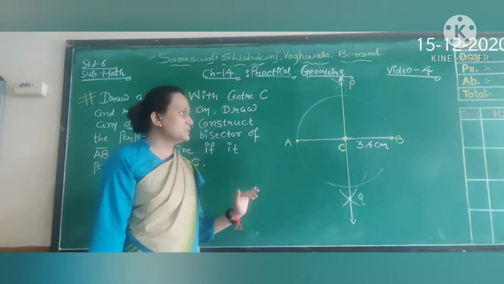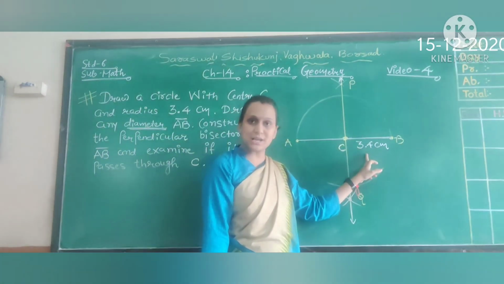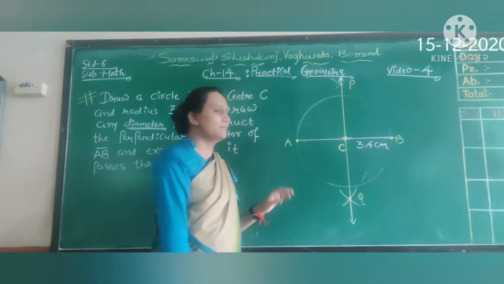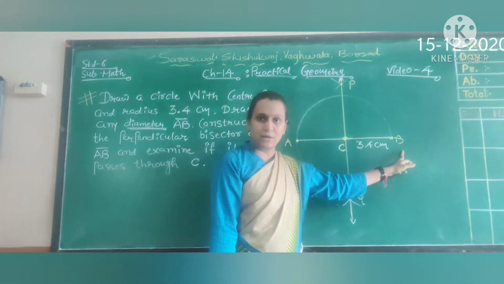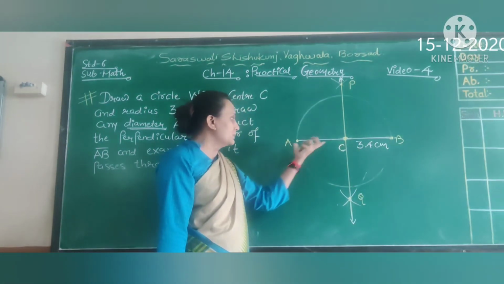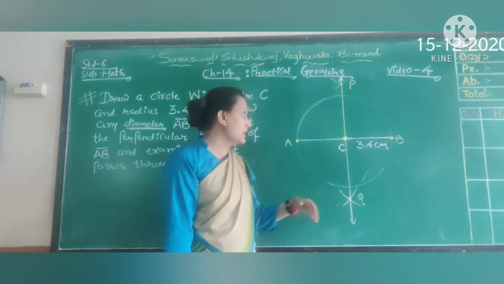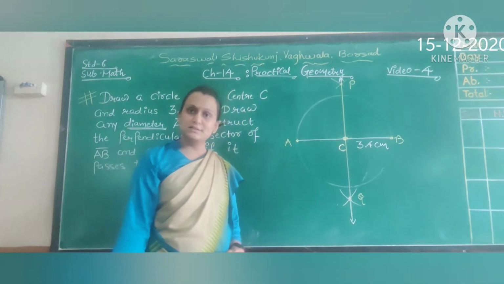So in this question, first we drew a circle with the given radius 3.4 cm. Then we constructed a diameter AB. Okay. Then, with more than AC, we drew arcs on the upper half and lower half. Then we joined points P and Q, which passes through the point C.